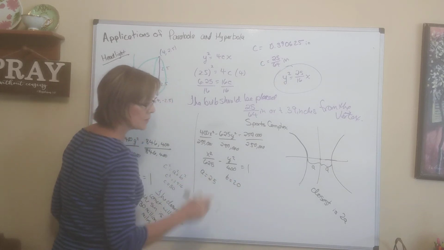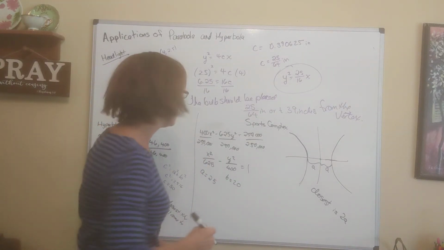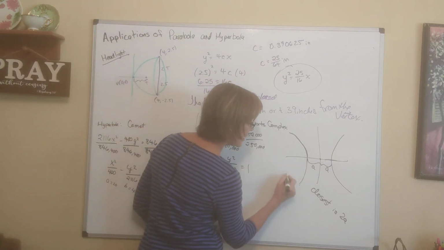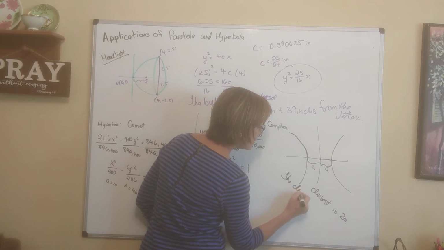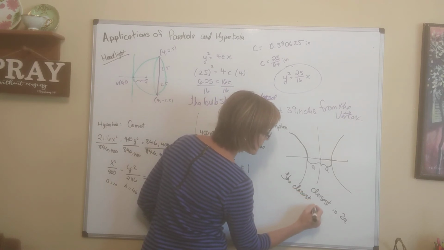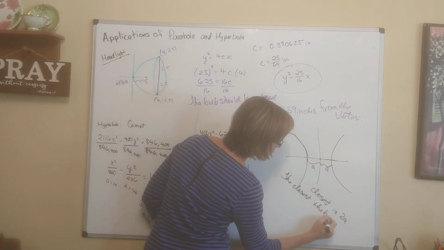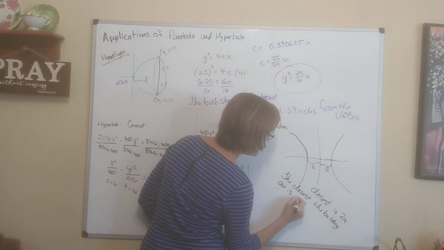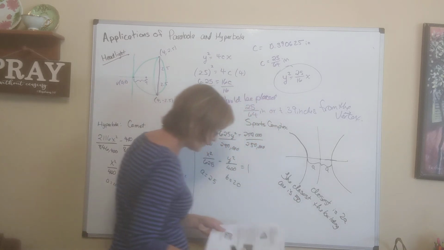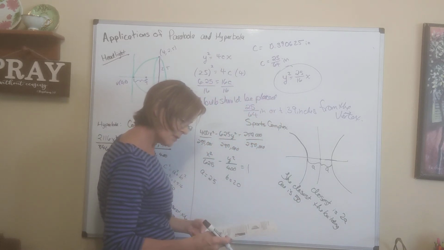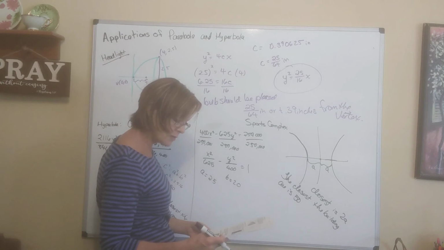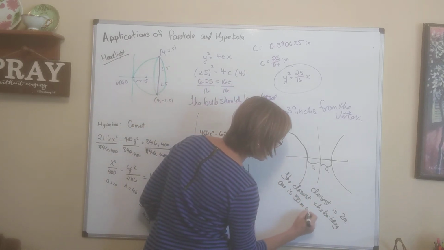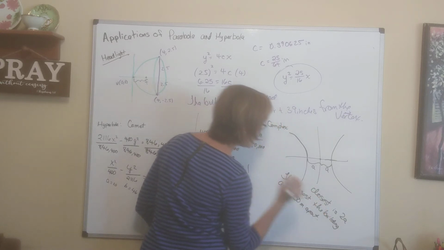We can answer the first one. The closest the buildings will ever be is 50 meters apart, because 2 times 25. The buildings come within 50 meters of each other at their closest point. All right, that's part A.